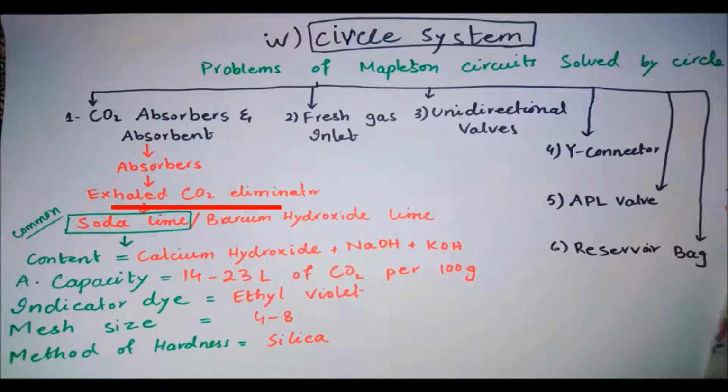Rebreathing alveolar gas conserves heat and humidity, but CO2 must be eliminated from it. CO2 absorbent soda lime or barium hydroxide lime are used for this purpose. Most commonly soda lime, which contains calcium hydroxide, sodium hydroxide and potassium hydroxide.